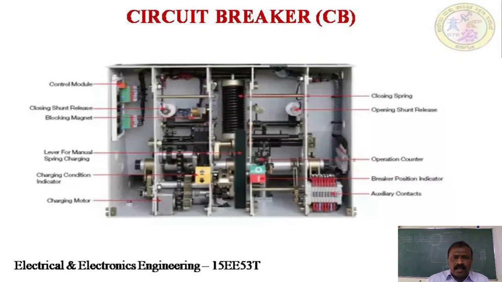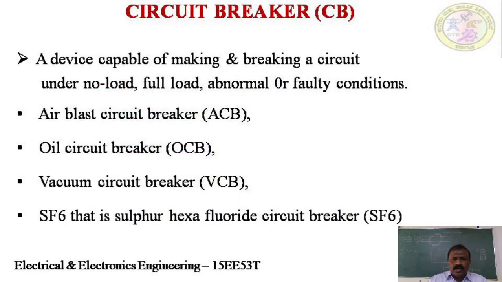Next, let's see the various units in a substation. The circuit breaker is an integral part of the power system. This is the pictorial view of a circuit breaker. A circuit breaker can be defined as a device used to make or break the electrical circuit under all conditions, such as no load, full load and fault condition or short circuit condition.